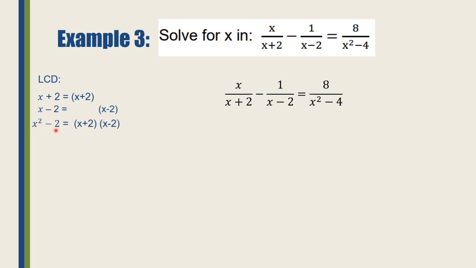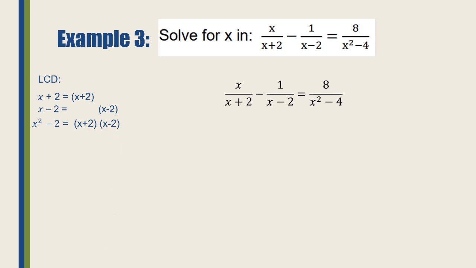So what are the factors of x plus 2? So that is x plus 2 times 1, but no need to write here 1. Then factors of x minus 2. So I have here x minus 2 times 1. Okay, no need to write 1 again. And the factors of x squared minus 4. So we have here x plus 2 and x minus 2.